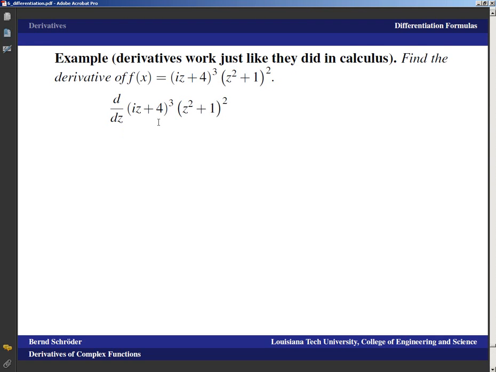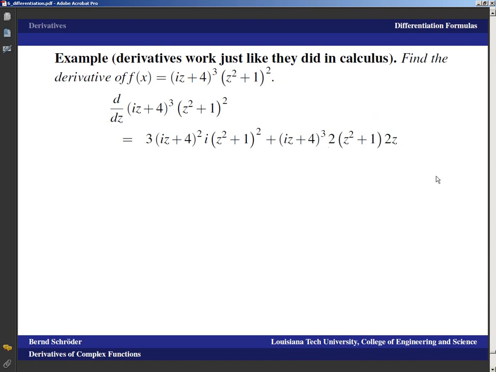Instead, we take the derivative of this with the product rule, and that's a product rule and a chain rule, right? So first of all, the derivative of the first, which is 3(iz plus 4) squared times i, by the chain rule, times the second function, which is (z squared plus 1) squared, plus the first function copied times the derivative of the second, which by the chain rule is 2 times the inside, z squared plus 1, times the derivative of the inside, which is 2z.